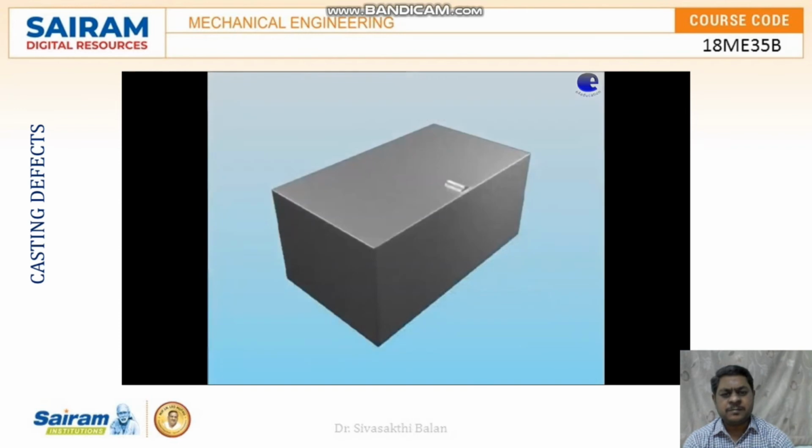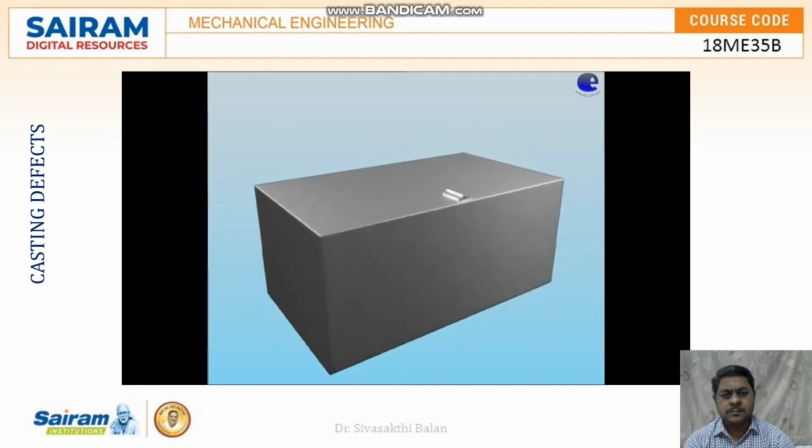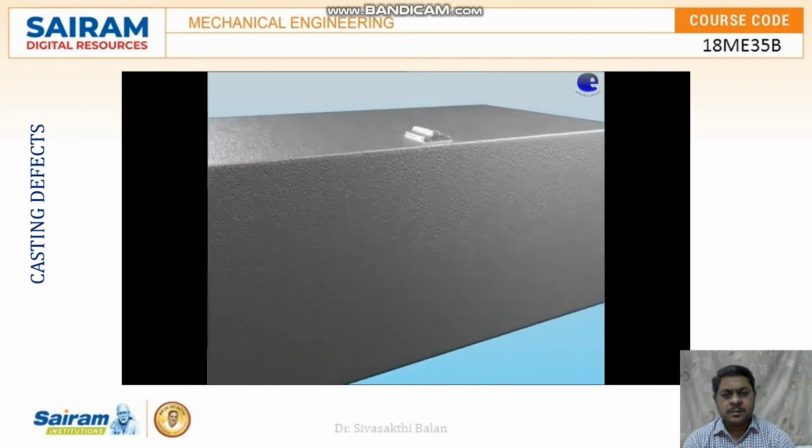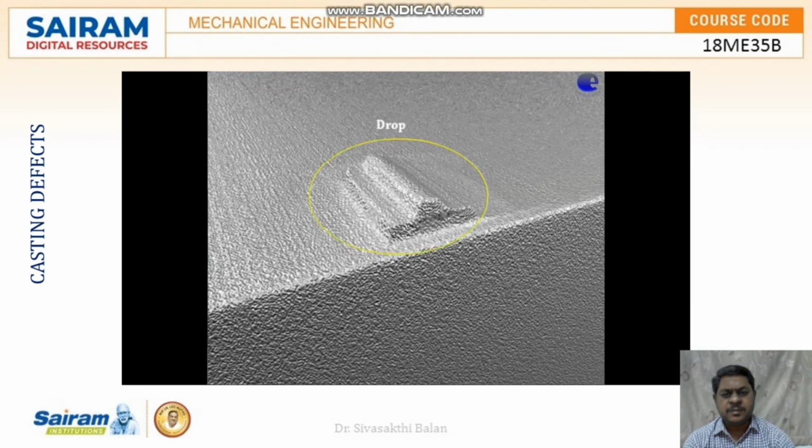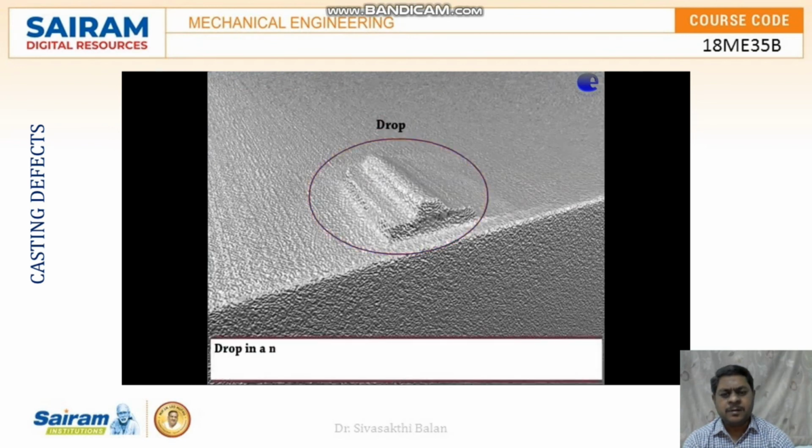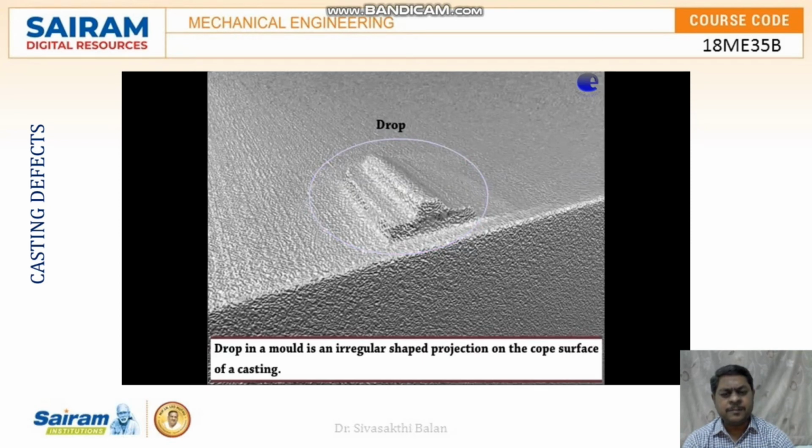Drop defect. This is the extra drop in the mold. It is an irregular shape projection on the cope surface of the casting.